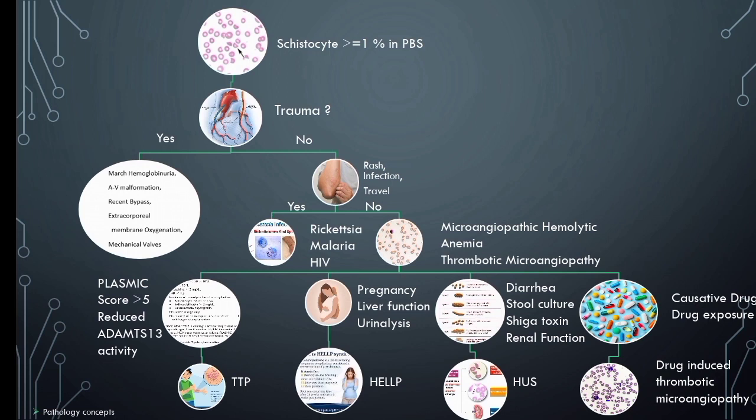If the score is 0 to 4, it suggests low risk. If the score is 5 to 6, it suggests intermediate risk. And if the score is 7, it suggests high risk. If the score is greater than or equal to 5, then we can consider low ADAMTS13 enzyme activity and we can start treatment for TTP.